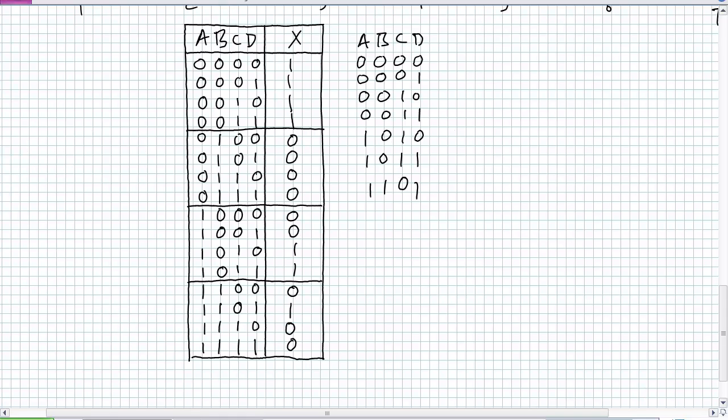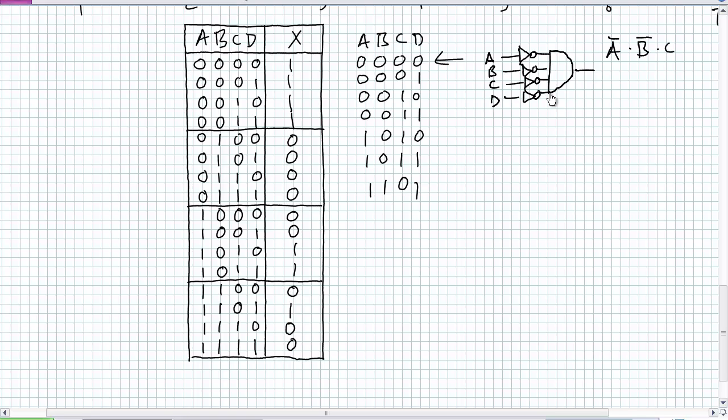If those are our inputs, we make an AND gate that will output a 1 when we're given that input. Okay, so when we're given all zeros, how do I make an AND gate produce a 1? Invert everything. It's going to look like this. There you go. That's that AND gate with all its inputs inverted. What's the expression for that AND gate? It's not A, ANDed with not B, ANDed with not C, ANDed with not D.